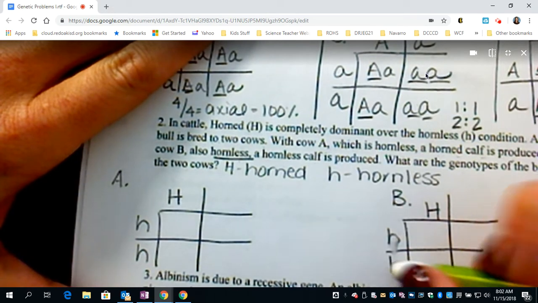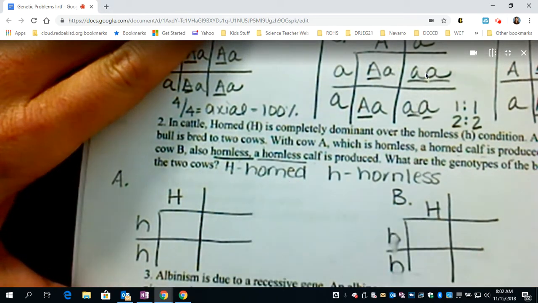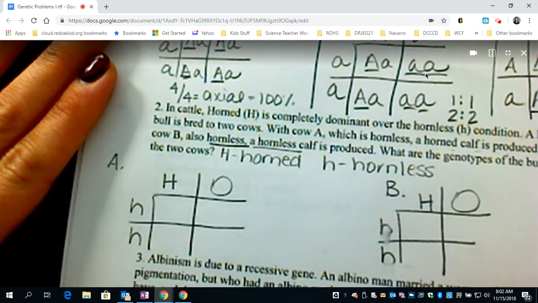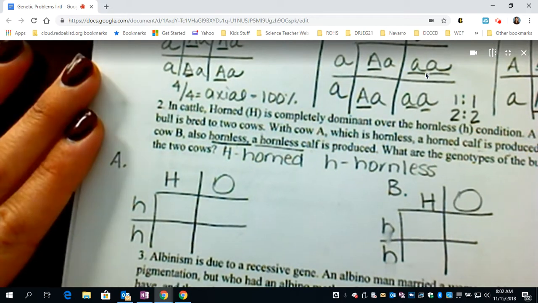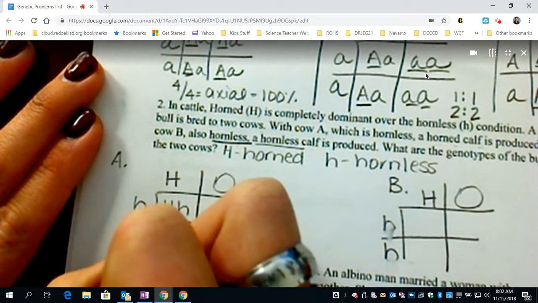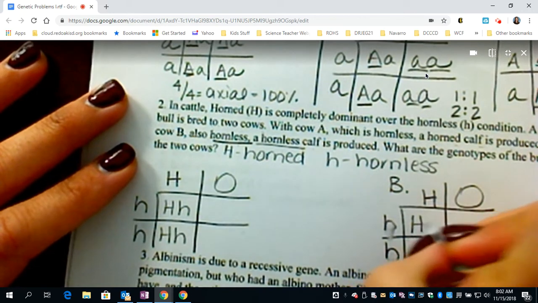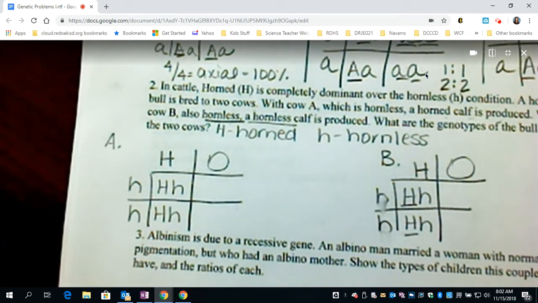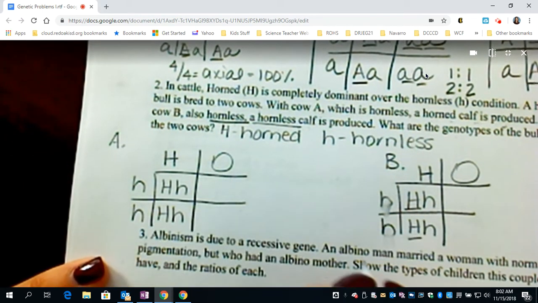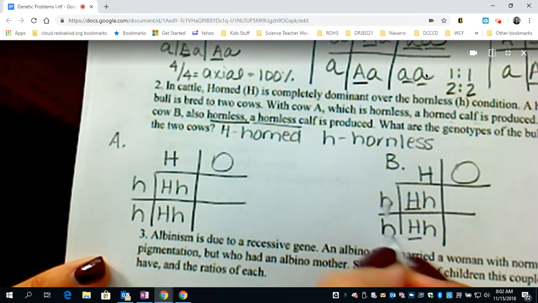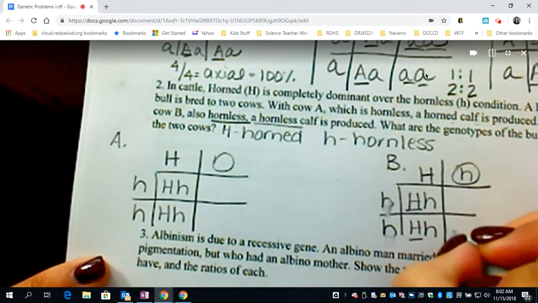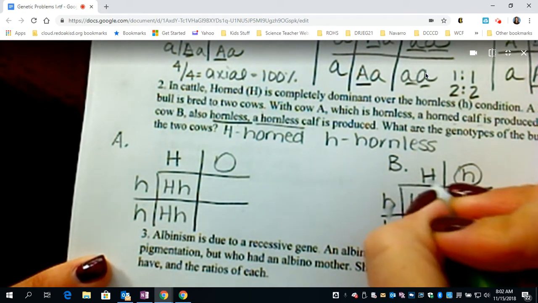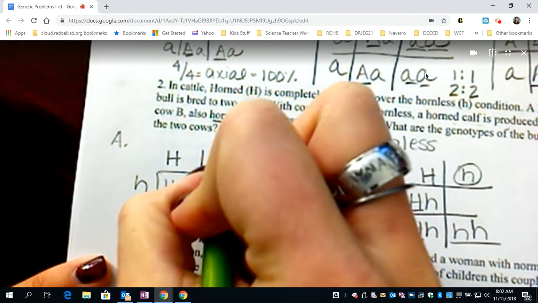Okay, so hornless calf. We're trying to figure out what the dad is, because the dad's the same in both cases. If we mix these right here, these for sure are all horned cows because they have the capital H. The only way we're going to get hornless is if we have two little h's. So the only way we could get two little h's is if the dad is a heterozygote.